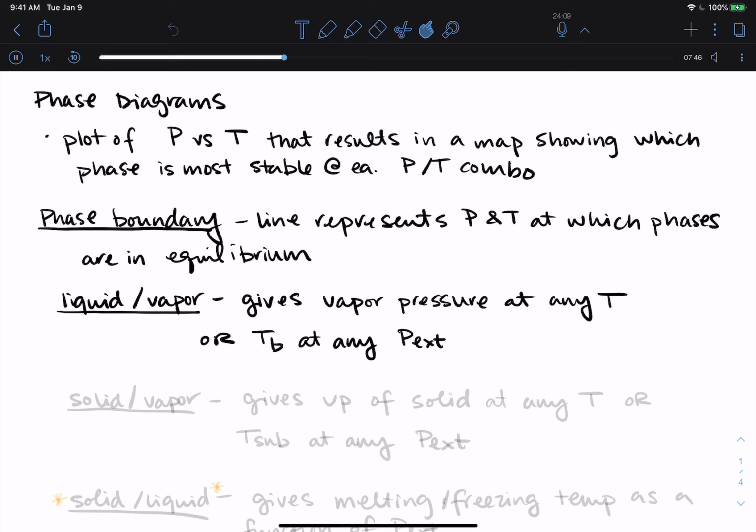All right. You will also see a solid vapor line. So this will give the vapor pressure of the solid at any temperature, which we have not used solid vapor pressures for very much, but solids can have vapor pressures.